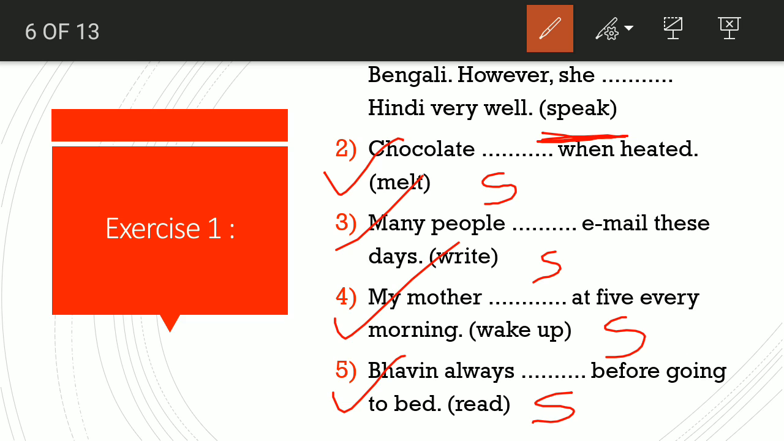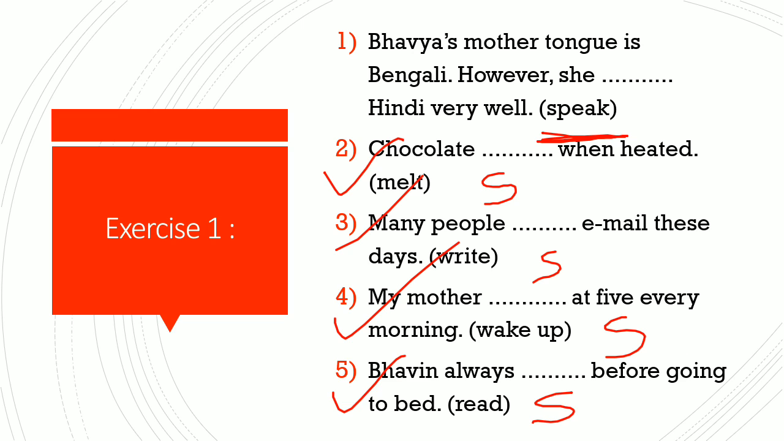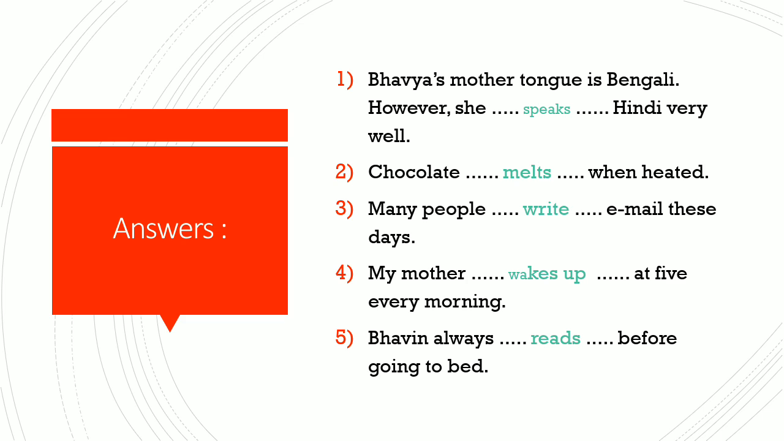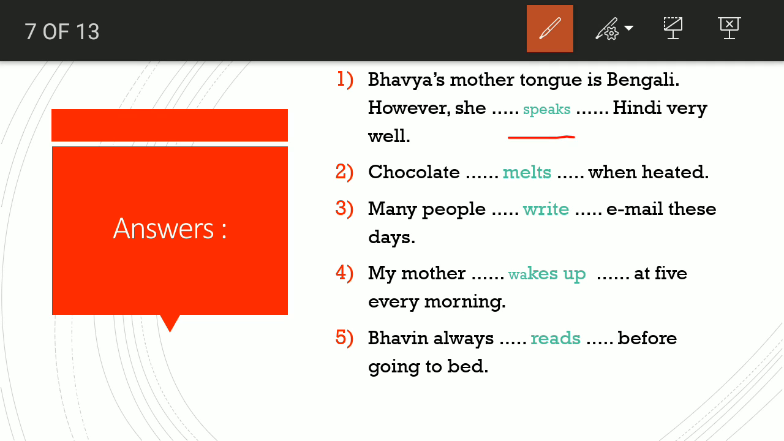किया आपने? Solve करने की कोशिश की? Okay, have you solved it? Solve the exercises? The exercise number 1. So let us see the answers. Bhavya's mother tongue is Bengali. However, she speaks Hindi very well. So here we have added S. Why? Because we are talking about Bhavya, which is a single subject. Chocolate melts when heated. We have added S because we are talking about chocolate, which is a singular subject.